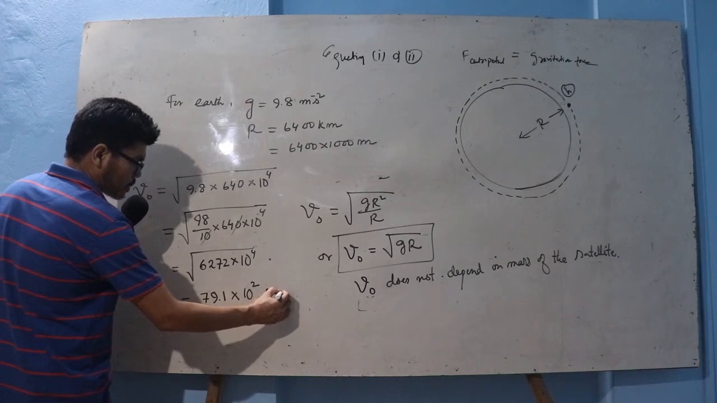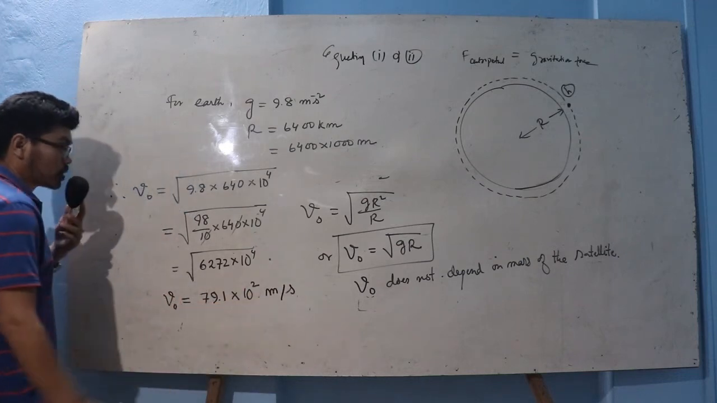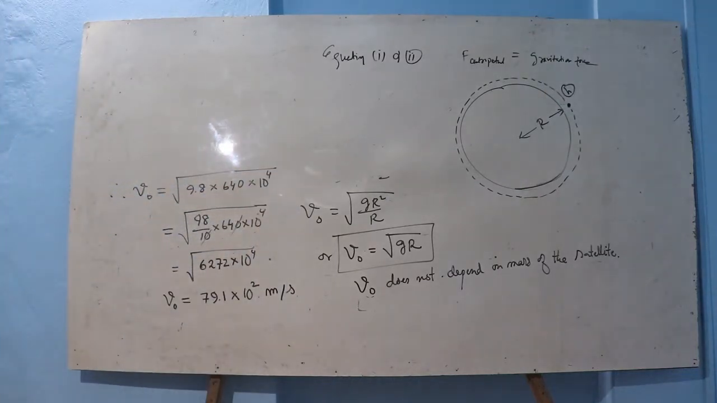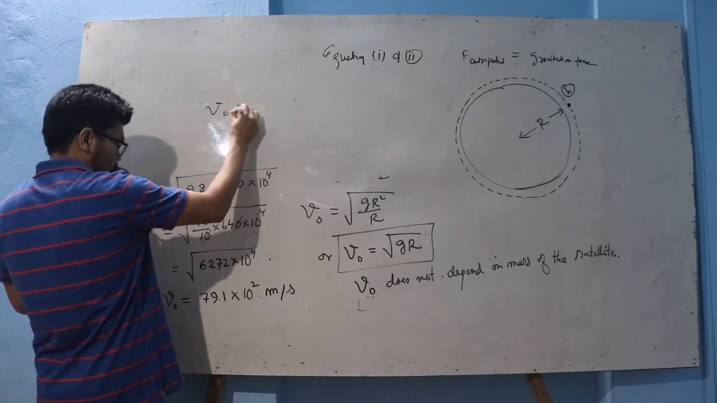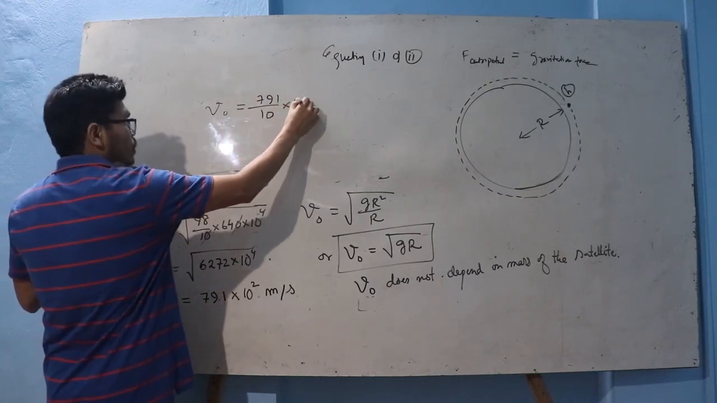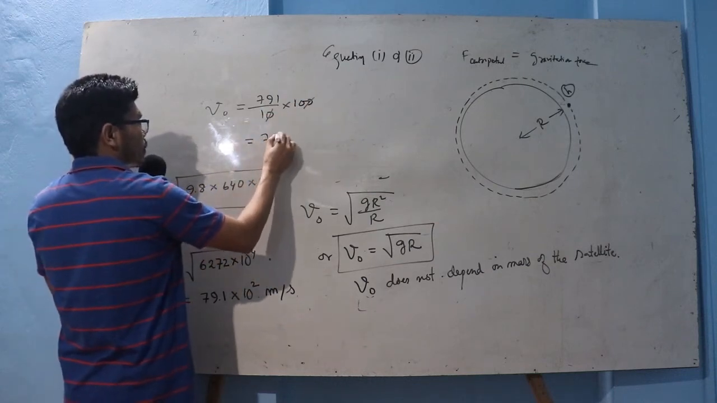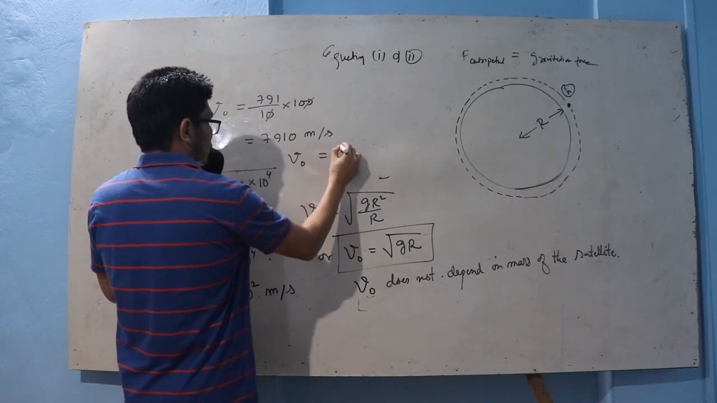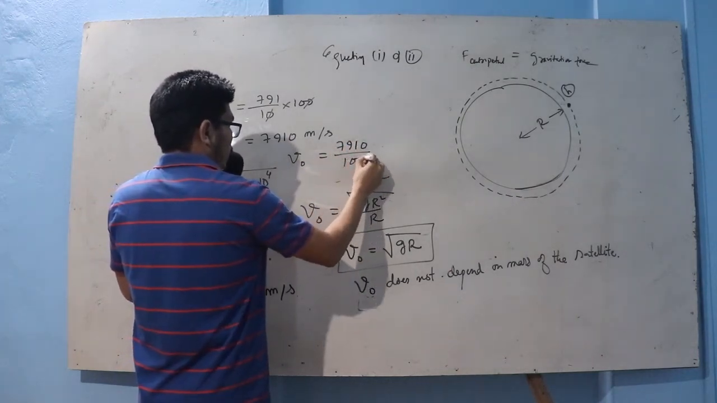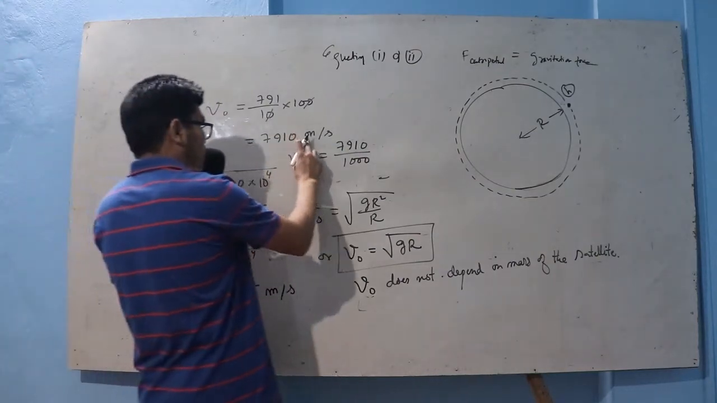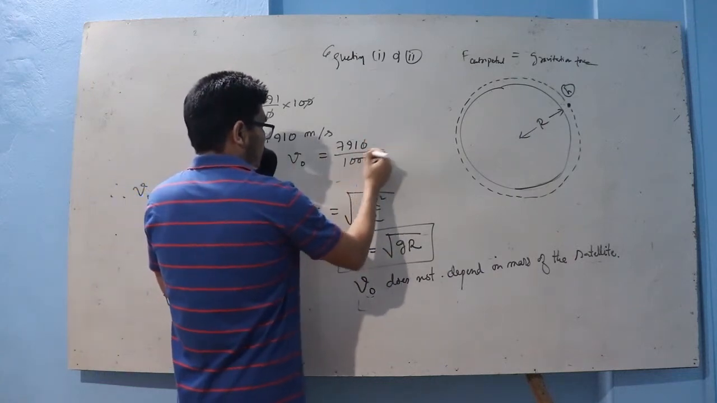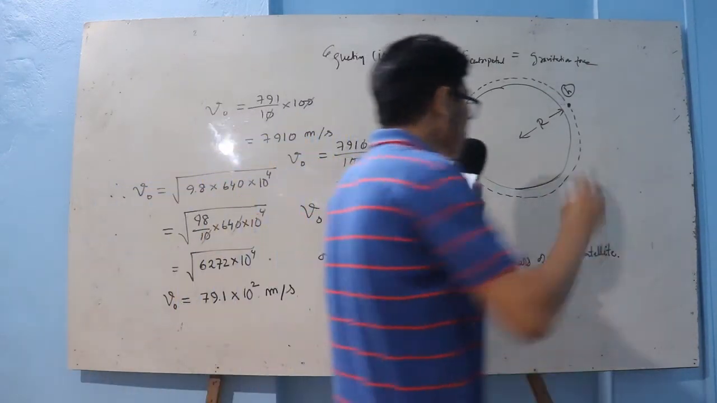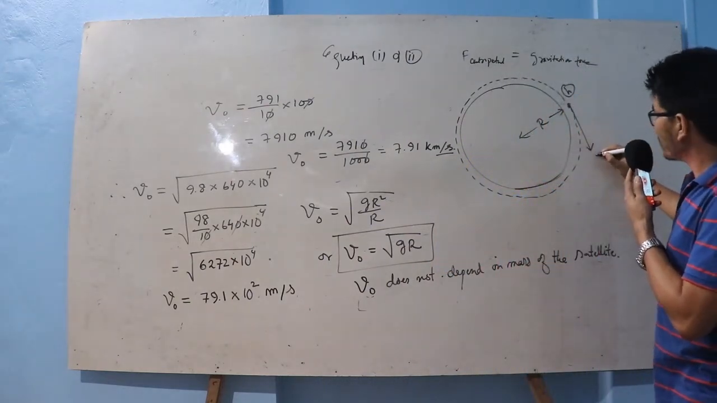Okay? So now, this will be in terms of meter per second here, because this is your orbital velocity. Then simplify it a bit further. Let's write in the long way. 791 into 10 into 2 zeros. These two cancel one more time. So we are left with 7910 meter per second. So if you convert into kilometer, this will be 7910 divided by 1000. Converting meter into kilometer means you need to divide by 1000. So you have 7.91 kilometer per second.